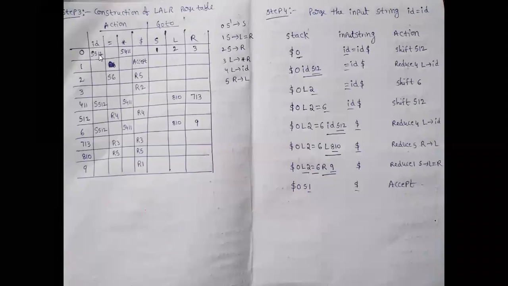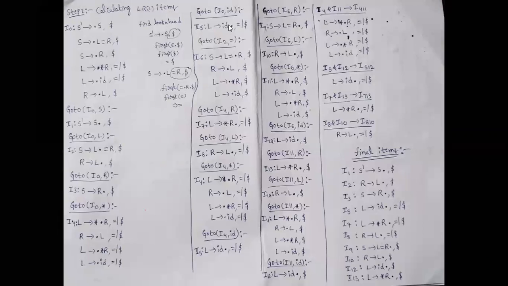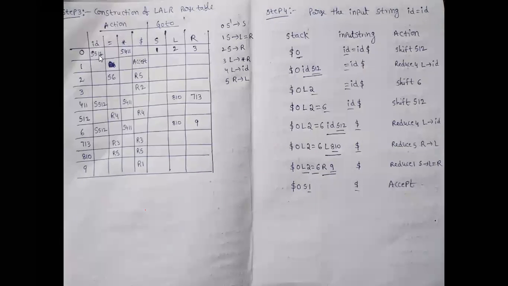Then goto of I0 comma ID. Here we are getting I5. Then we are combining I5 and I12, forming a new state, that is 512. Then, for the terminal, we are performing the shift operation. So S512 on ID in the 0th row. In the 0th row on ID, shift is performed, so S512.